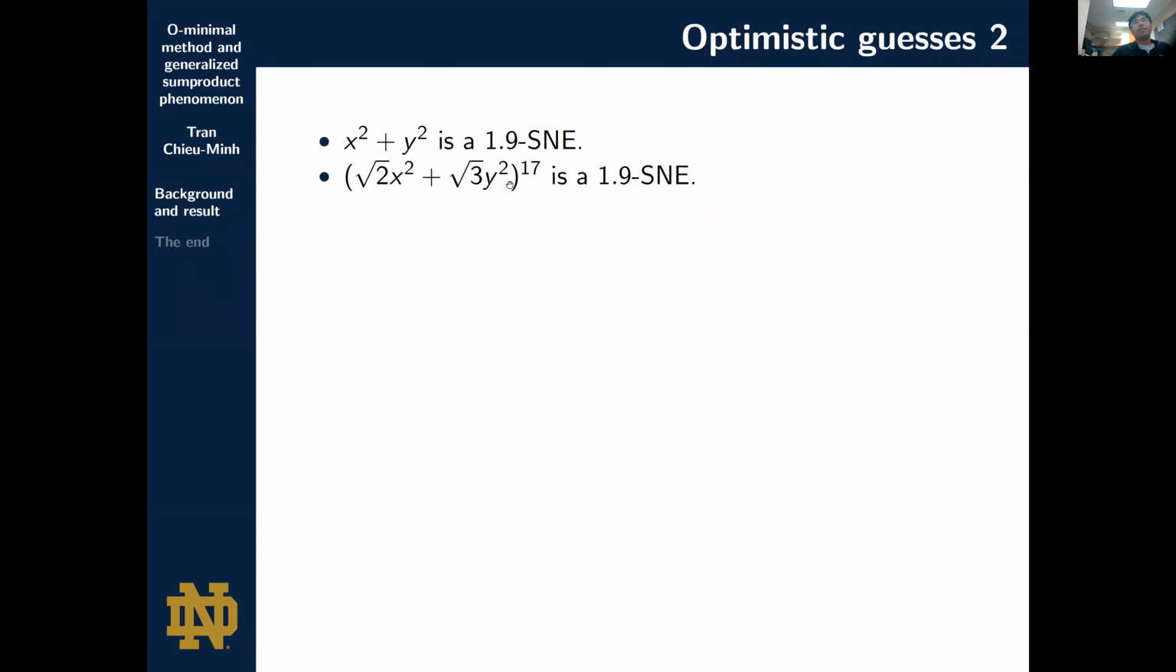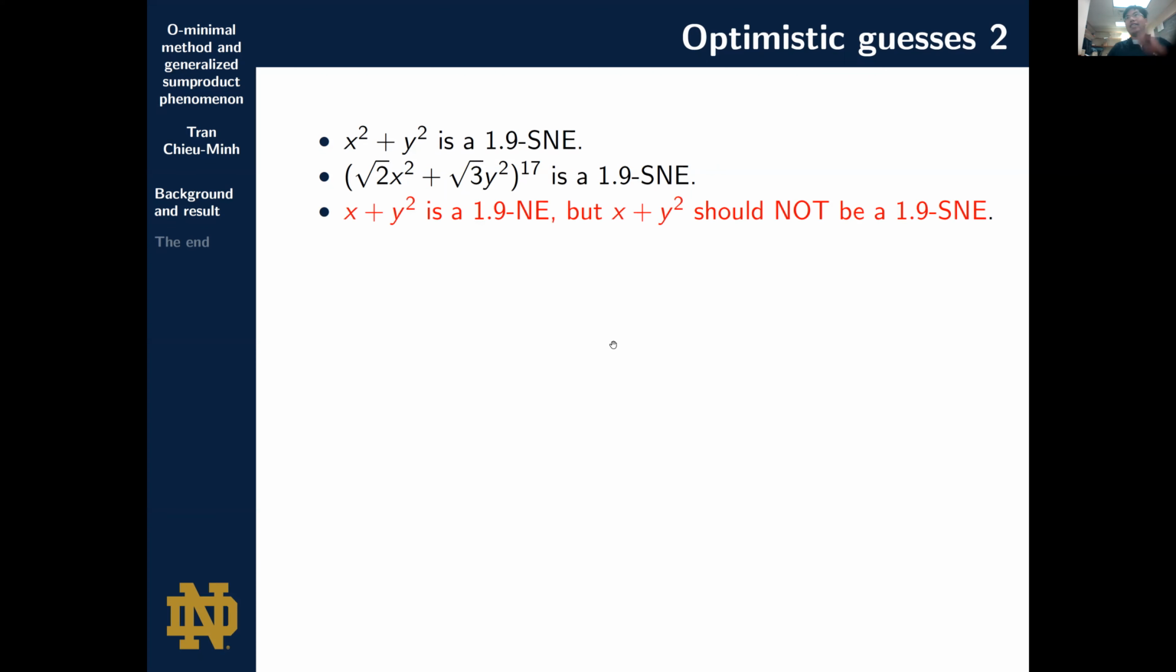And in fact, likewise, if you choose square root 2 of x squared plus square root 3 of y squared, that is still a 1.9 symmetric non-expander, right? And let's say you take the power of this to the power of 17, nothing could change, because the size of the set will only decrease if you take this to 17. Taking 17 over here doesn't mean that you take the set and multiply it together 17 times. You just look at the image of this under raising to the power 17. So the size doesn't change, and this is still a 1.9 symmetric non-expander.